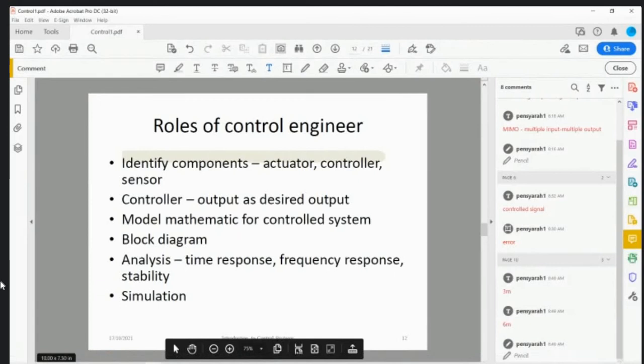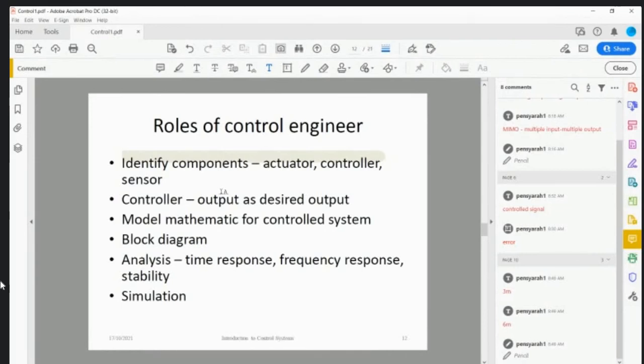All right, so the roles of a controller engineer: you need to be able to identify the components. You need to make sure what is the appropriate actuator for your system, what type of controller, what type of sensor. Second, you need to be able to design a controller, whether to use a PID controller, or a more advanced controller like an adaptive controller, model predictive controller, or just a simple lead-lag controller. So you need to be able to identify a suitable type of controller.